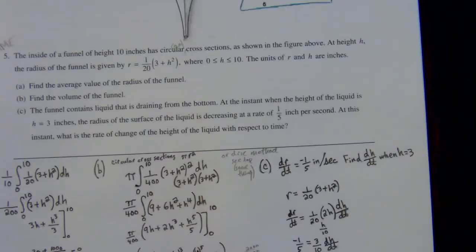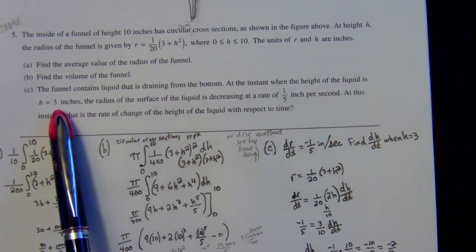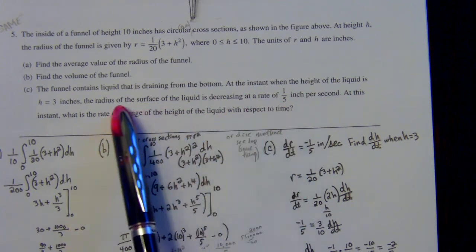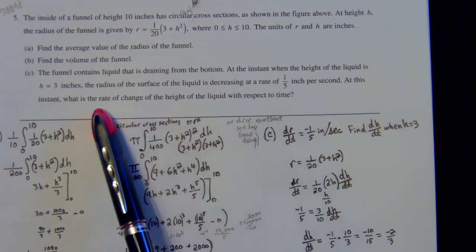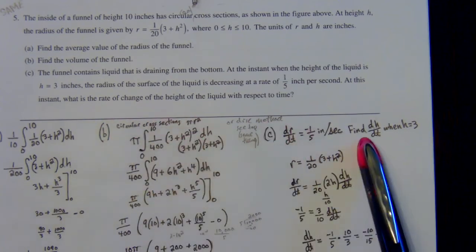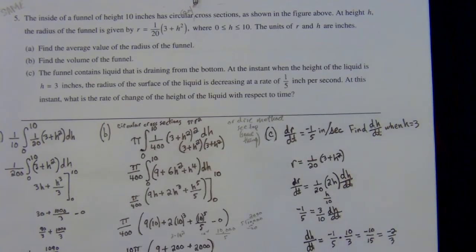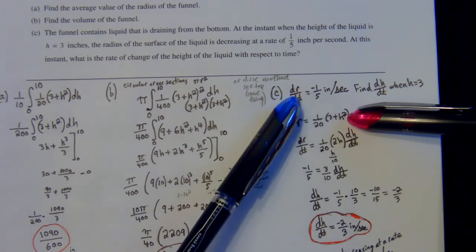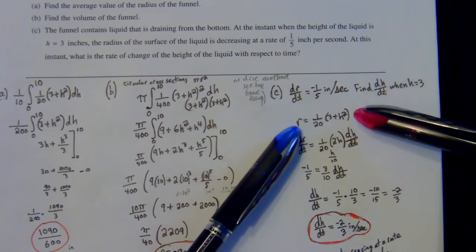All right, now letter C is like a related rate problem, because it says the instant when the height of the liquid h is 3, the radius is decreasing at a rate. And so I said, okay, the radius is decreasing. That means that's my dr/dt. And then it says at this instant, find the rate of change of the height. So they want me to find the dh/dt when that h is equal to 3 right there. So the only equation we had here was the radius equation, which is perfect because I needed the r's in there to get the dr/dt involved, and I needed the h's in there, and I have r's and h's.